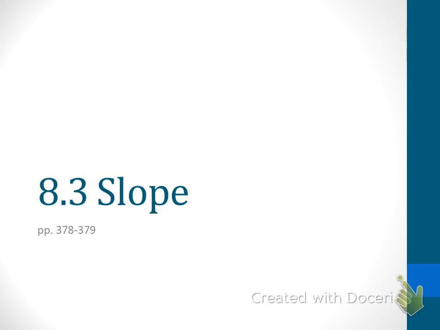All right, today we're in section 8.3, the slope of a line. We're going to learn how to tell whether the slope is positive or negative, how to look at a line and tell what the slope is. So we're looking at slope from a few different perspectives today.